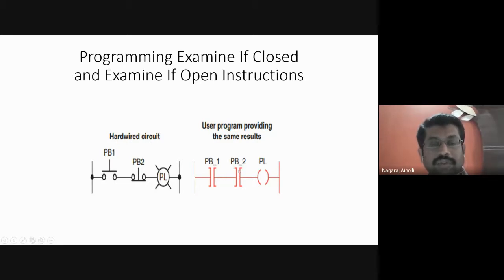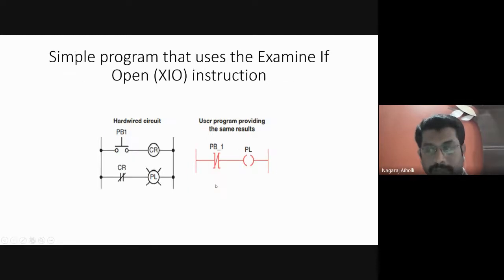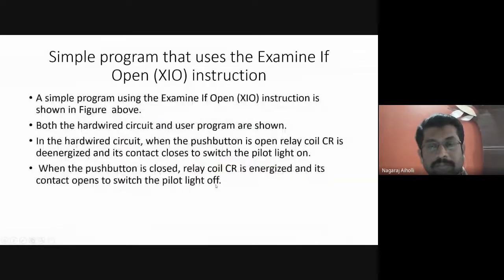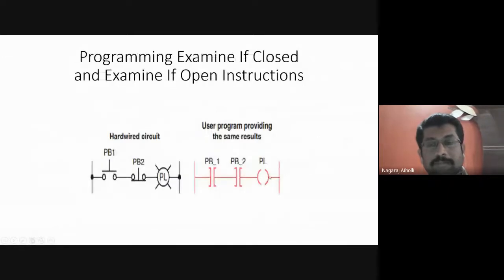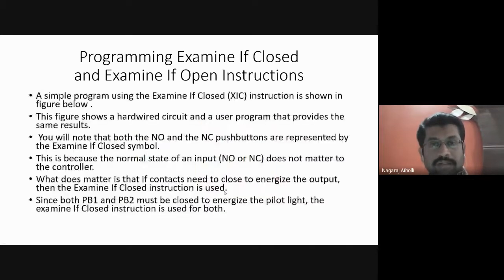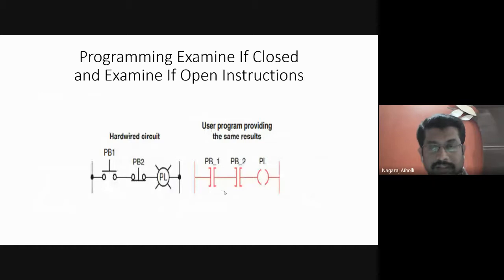So if I want to use the examine if closed instruction for PB1 and PB2, then I will be connecting them in series. When both PB1 and PB2 are satisfied, or when both become true, then the pilot light will be in on state. This is how I am indicating using the XIC instructions. The same can also be done using the examine if open instructions. That we'll see in the next figure.